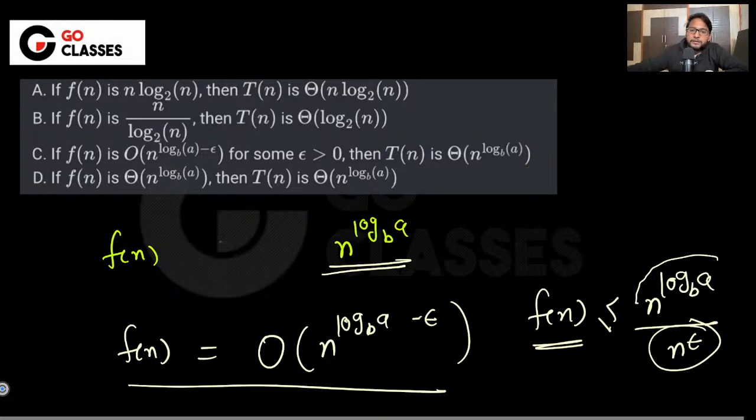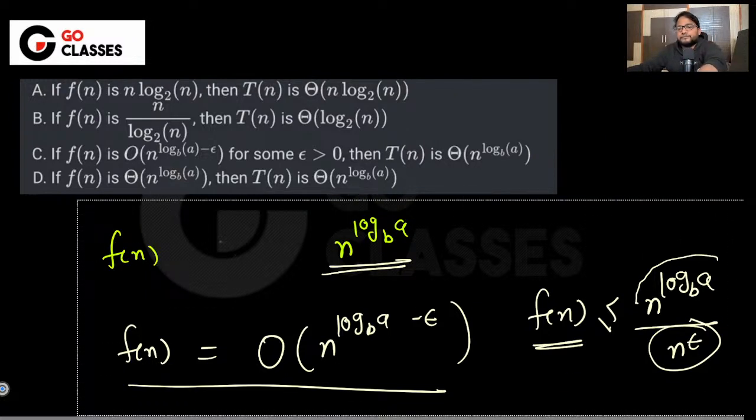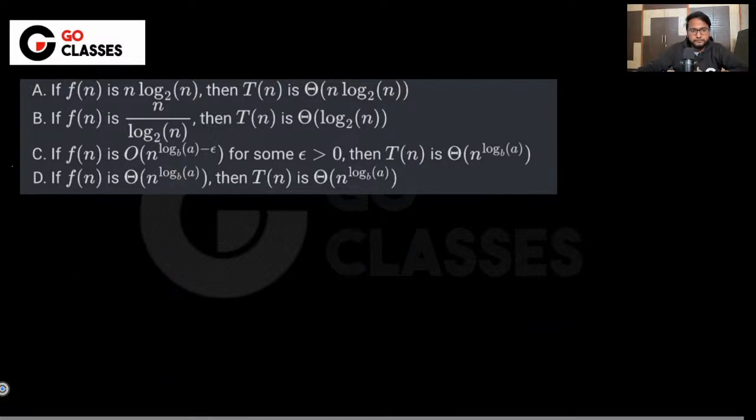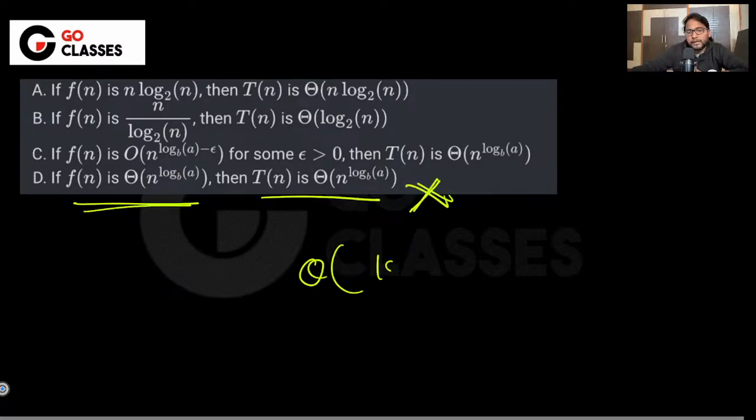So what about D? See, A is not correct, B is not correct, C is the correct. What about D? Let's just see the D. D is saying if both are equal, then what? If both are equal, then this is not the correct, right? This is not the correct. Then the answer is log n into n power log base b of a.